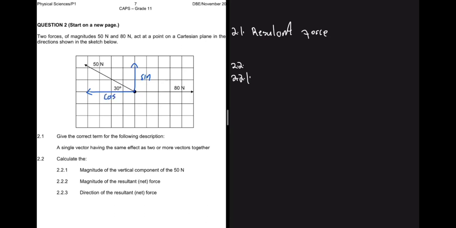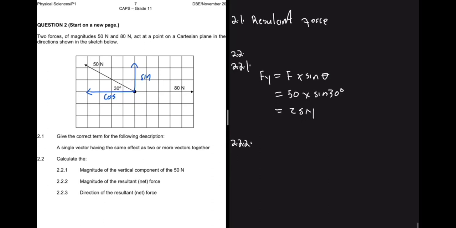So if we go ahead and do that, we're gonna have F y, the vertical component, equals the force multiplied by sine of the angle, like I'm saying, right? So we're gonna have 50 Newton multiplied by sine of 30 degrees. And then if you put that in your calculator, you're gonna get 25 Newton. And then moving ahead to 2.2.2, it says calculate the magnitude of the resultant force, right?